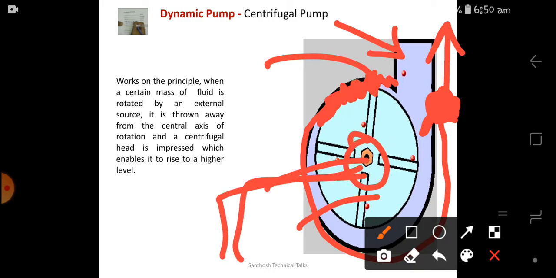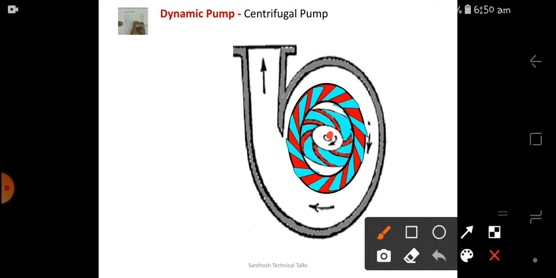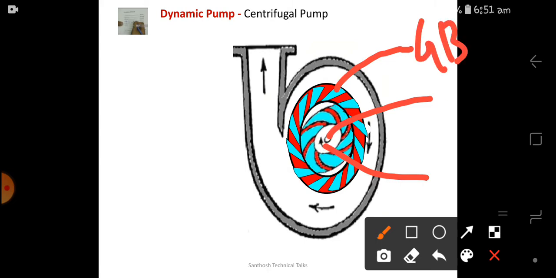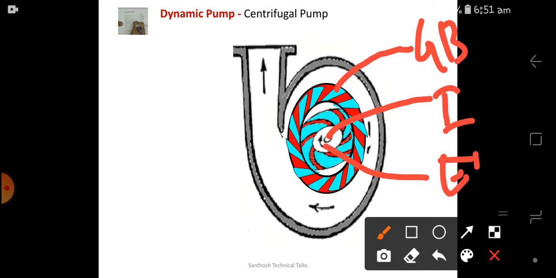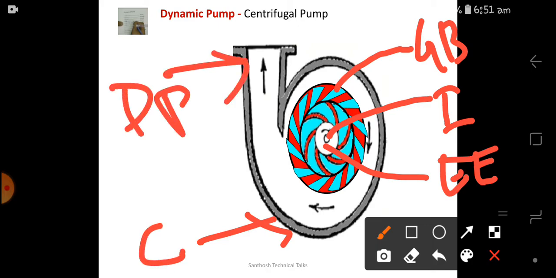And this is a simple sketch of the centrifugal pump, showing how it is working. So this is the impeller, and this is the eye end. Here are the fixed blades or guide blades. This is called the guide blades. This is called the impeller, this is called the eye end. This is called the casing, and this is called the delivery pipe or delivery valve.